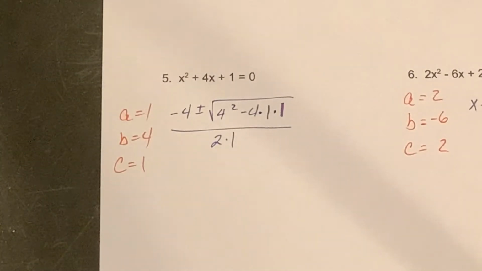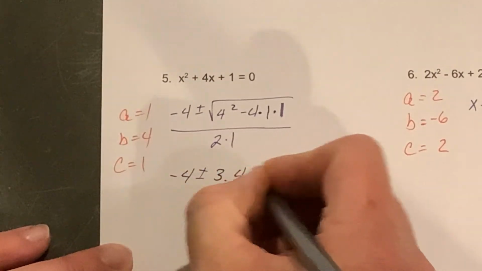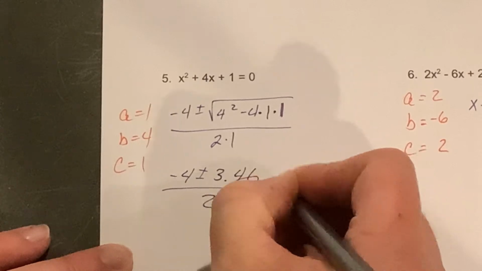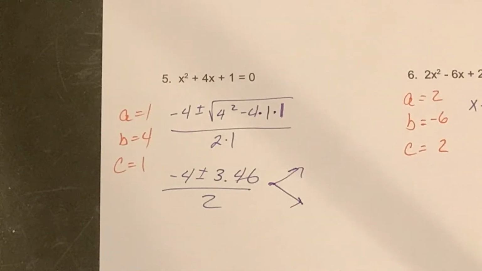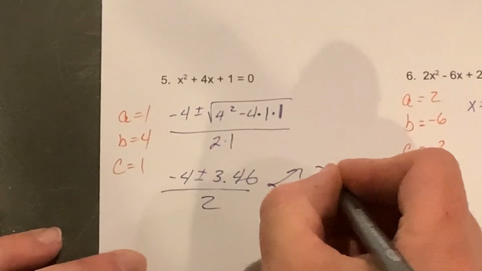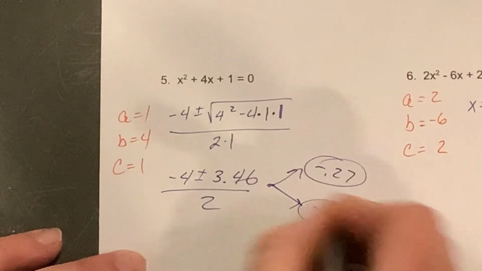We plug in the numbers and we let the calculator do some of the work. Okay, so when we type that into the radical, I didn't finish this one up, we get 3.46. So we get negative 4 plus or minus 3.46 all over 2. Again, go two ways. Negative 4 plus 3.46 over 2 and negative 4 minus 3.46 over 2. And we get two answers, negative 0.27 and negative 3.73.